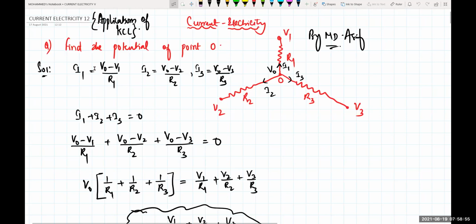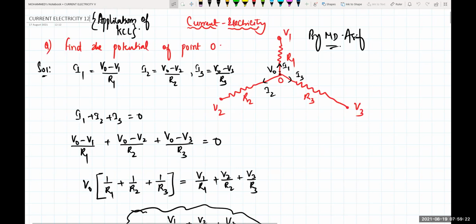From Ohm's law, how do you write I? I is equal to V by R. So for this one it will be V0 minus V1 divided by R1. The same way I2 will be equal to V0 minus V2 divided by R2. And from O to V3, I3 will be equal to V0 minus V3 divided by R3. Ohm's law also gives V equals I into R, I equals V by R, the potential difference over R.